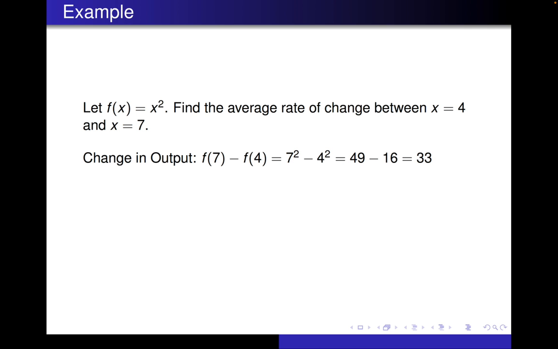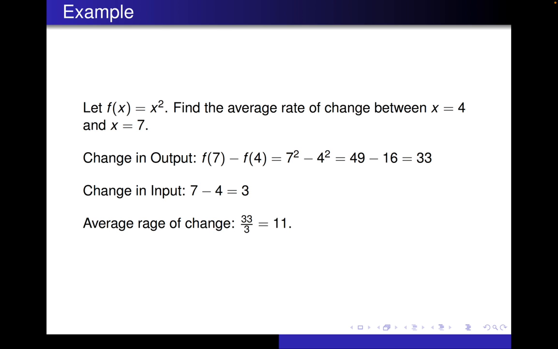So that's our change in output. Our change in input is very straightforward. We just take our ending input, that's x equals 7, our beginning input, that's x equals 4. We subtract those two to get 7 minus 4 is 3. And then for our average rate of change, we take our change in output, which is 33, divide that by our change in input, which is 3, to get 33 over 3, which is 11.